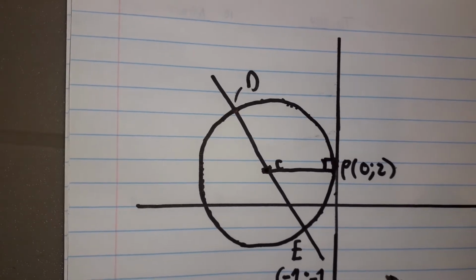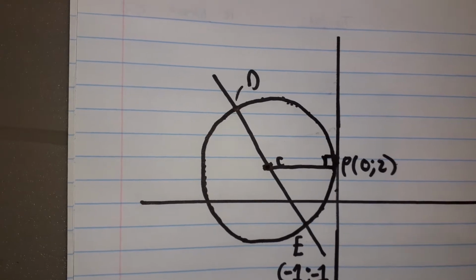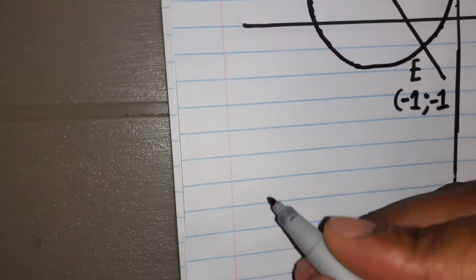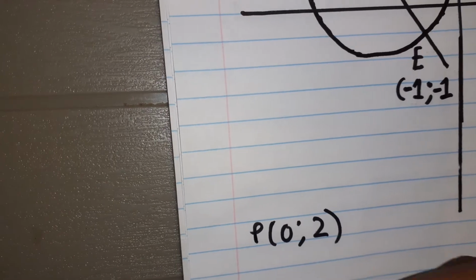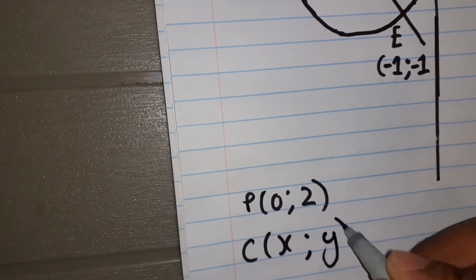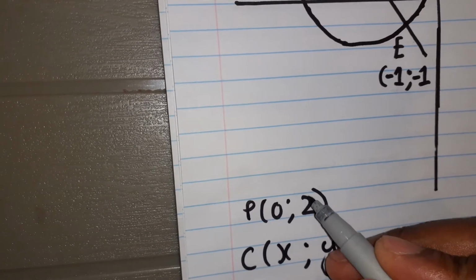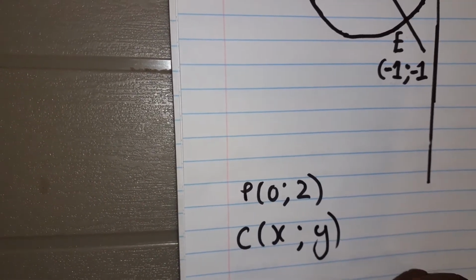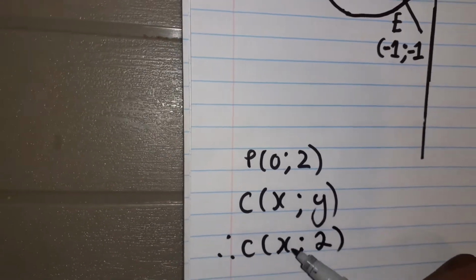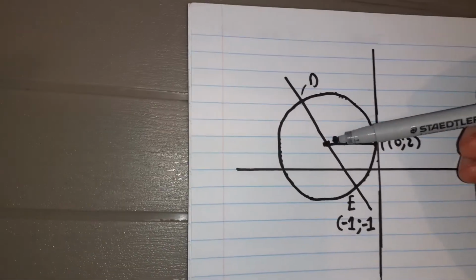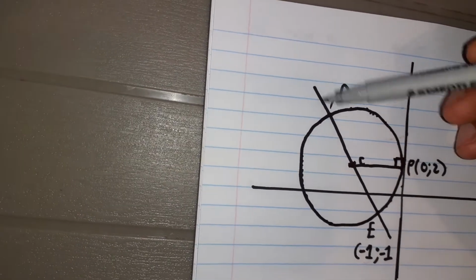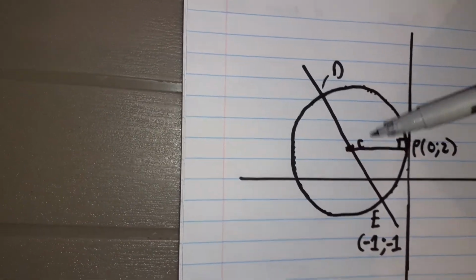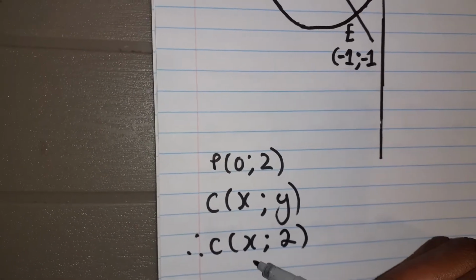So the coordinates of P are (0, 2), and the coordinates of C are (x, y). The y coordinate of P is the same as the y coordinate of C. So the x coordinate of C lies on the line DE, and the equation of the line is given. This is what I'm going to substitute, the y coordinate, to get the x coordinate.